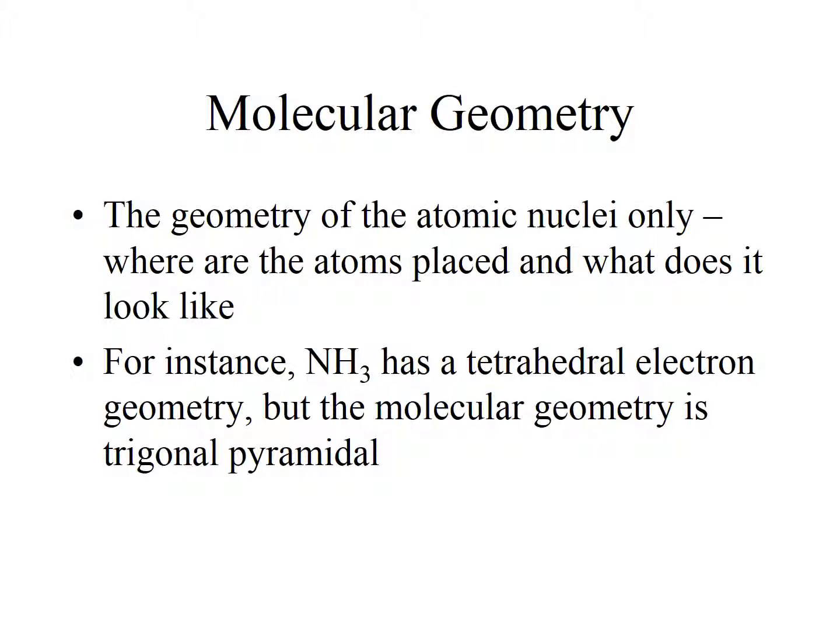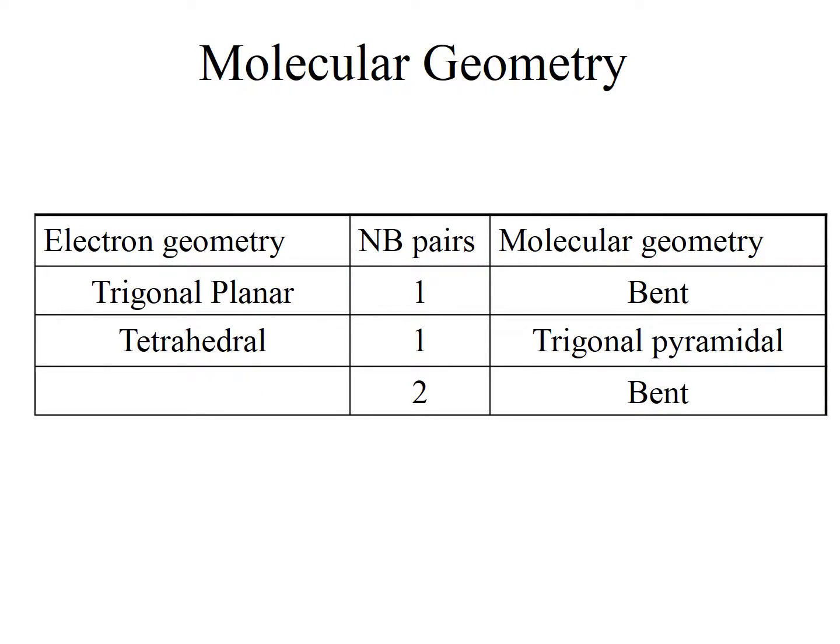I have a drawing of this for you, but it would be that the nitrogen is at the peak of the pyramid and the hydrogens are at the base of a triangle, the base of the pyramid. Anytime you have a tetrahedron with one non-bonding pair, you're going to have a molecular geometry of trigonal pyramidal. Anytime you have two non-bonding pairs on that tetrahedral electron geometry, you're going to get a molecular geometry of bent. And of course, a trigonal planar with one non-bonding pair, you're going to get a bent molecular geometry.